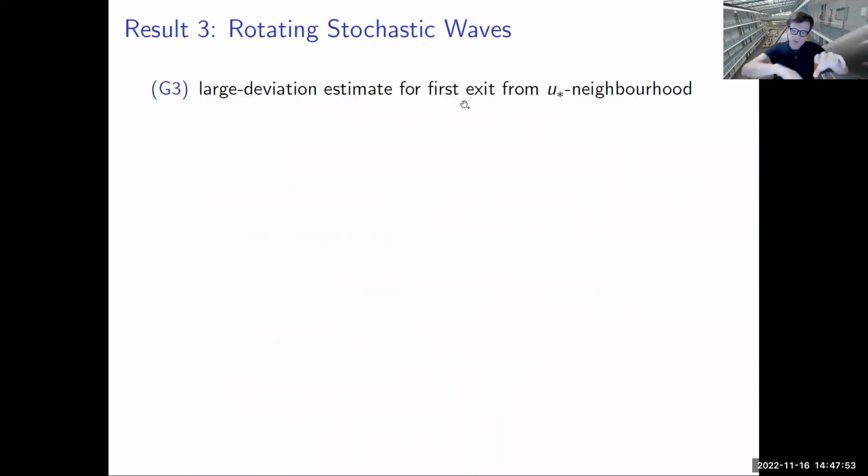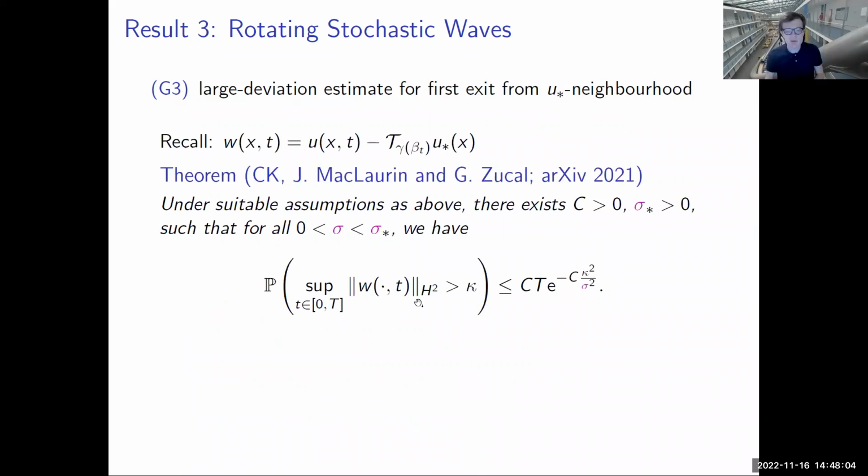And the third result is that we wanted to get a large deviation estimate for a first exit time from a deterministic wave neighborhood. So think of your deterministic rotating wave. What's the probability that my stochastic wave leaves this deterministic neighborhood? And there I can write down the theorem on one slide, basically.